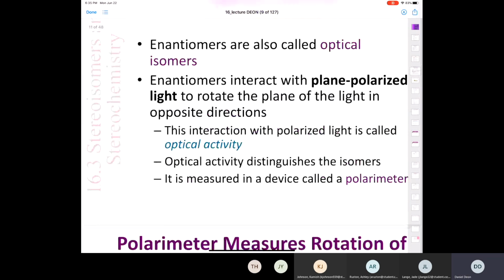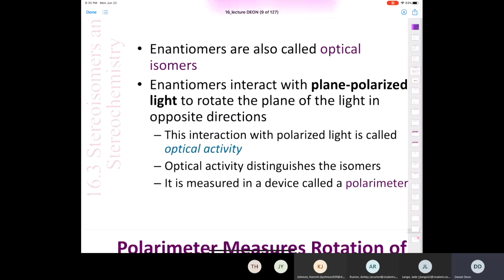Okay. And then we move on to something called optical activity. Okay, so optical activity. Enantiomers are also called optical isomers. And enantiomers interact with plane polarized light to rotate the plane of the light in opposite directions. This interaction with plane polarized light is called optical activity. And optical activity is a tool that we can use to distinguish between enantiomers, so these kinds of isomers. And it's measured in a device called a polarimeter.